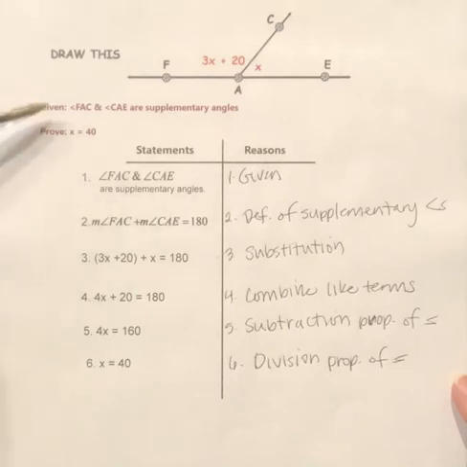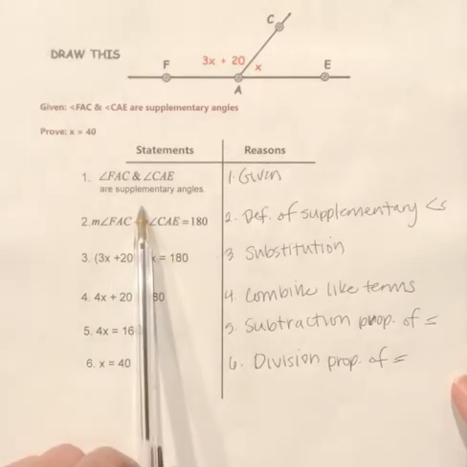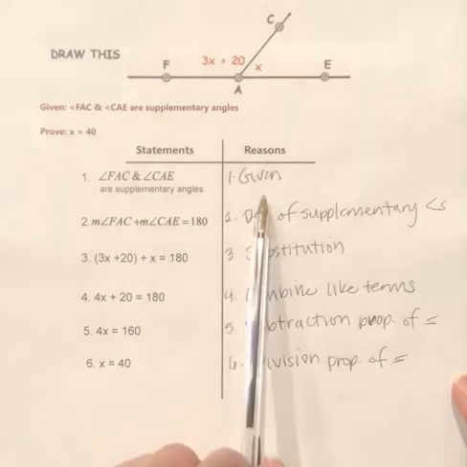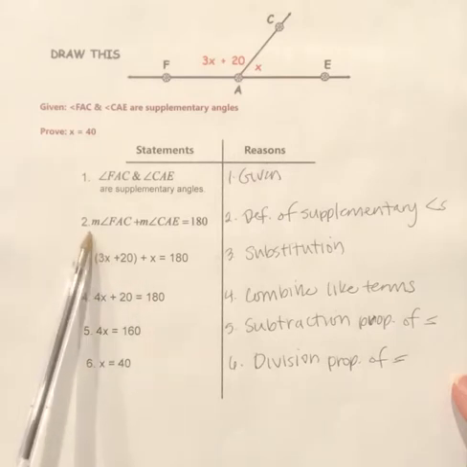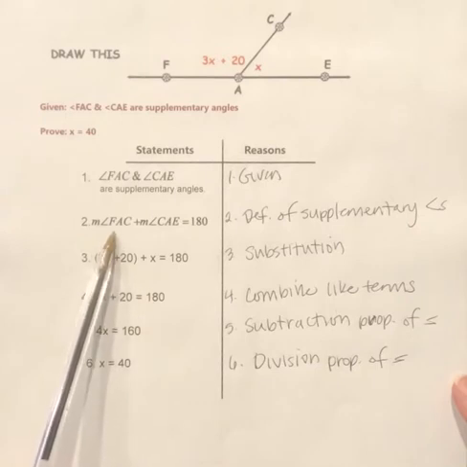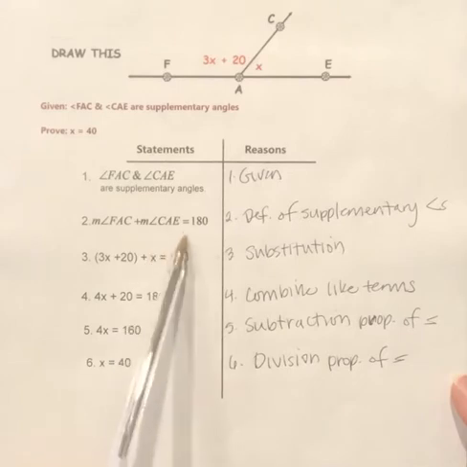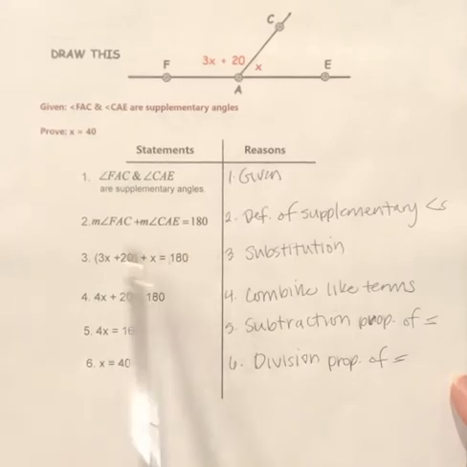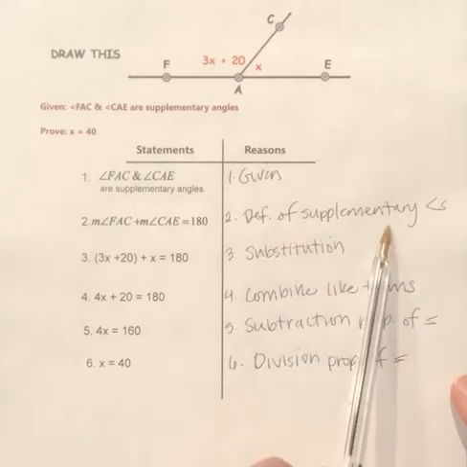So I'm writing down that given information exactly how it's worded, and the reason I'm allowed to say that angle FAC and angle CAE are supplementary angles is because it was given. Now I have to think, well, what does that actually mean? Well, what that actually means is that the measure of angle FAC plus the measure of angle CAE equals 180 degrees. I can say that because that is the definition of supplementary angles.